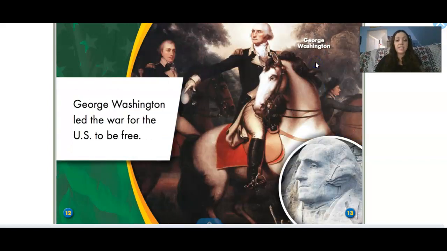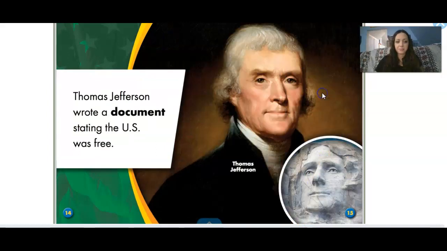George Washington led the war for the U.S. to be free. Remember, we've talked about him. He's our first president, and that's where the holiday of President's Day came from, because it used to be celebrated just as George Washington's birthday. And so you can see George Washington's face carved in the rock right there. Thomas Jefferson wrote a document stating the U.S. was free. And so you can see Thomas Jefferson's face right there.